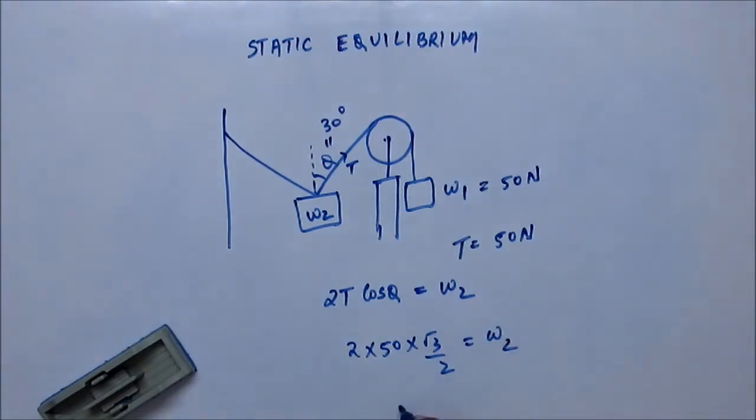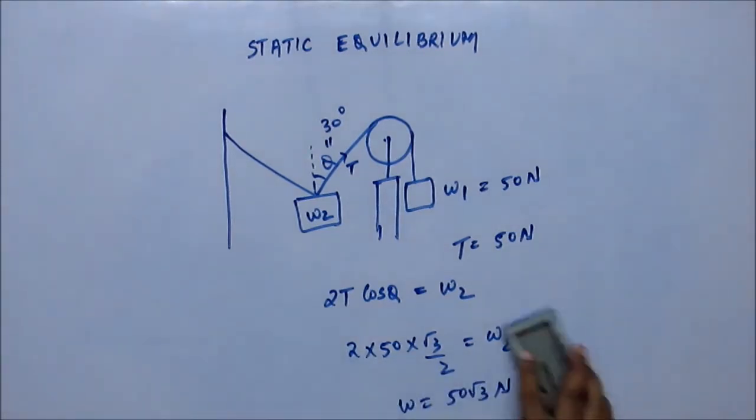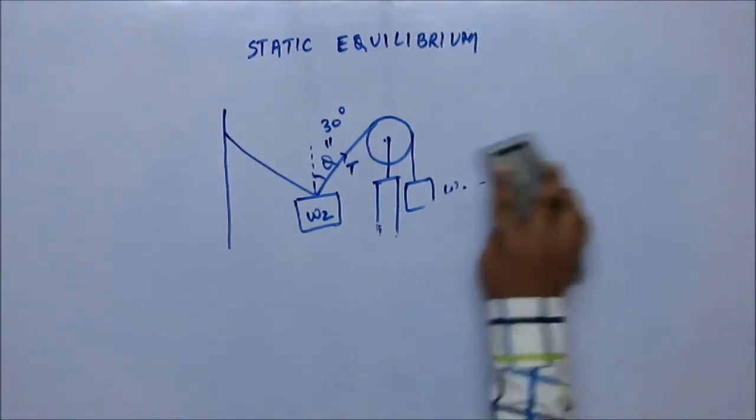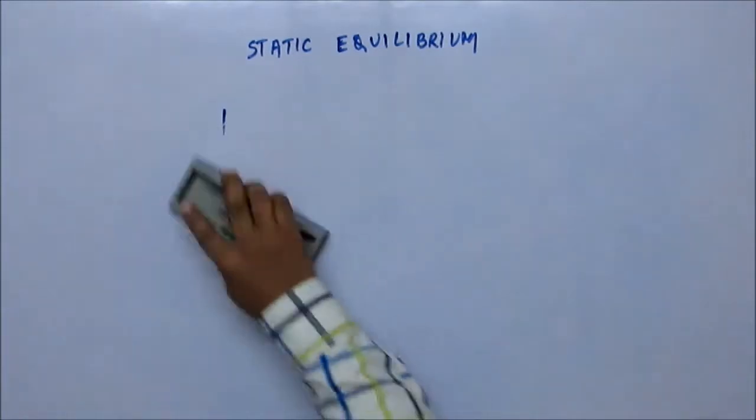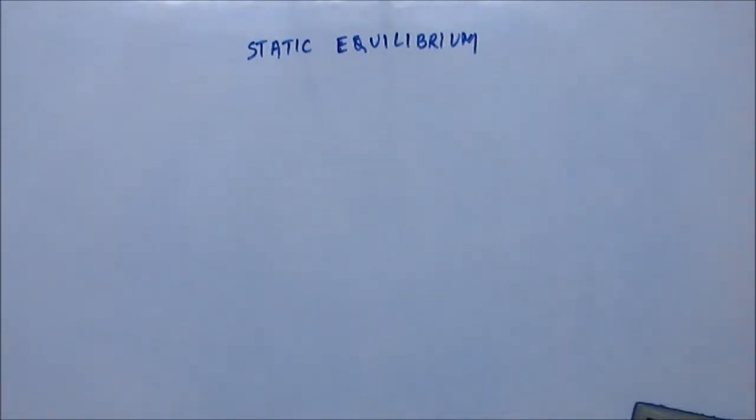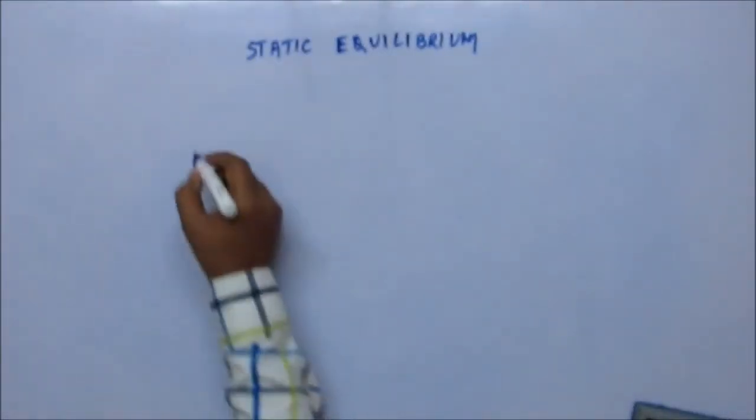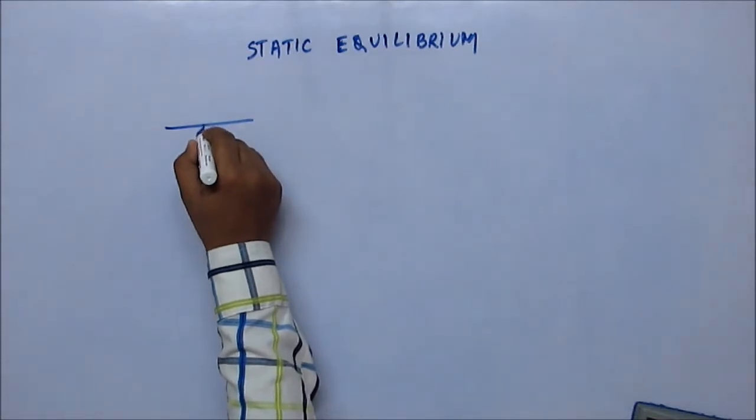So weight 2 comes out as 50 root 3 Newton. Okay, so that's how things go. These kinds of questions would be pretty simple and straightforward. You just have to write the equation of equilibrium in horizontal and vertical direction. Some of the data will be given to you, some of the data will be asked from you. So those things are pretty simple.